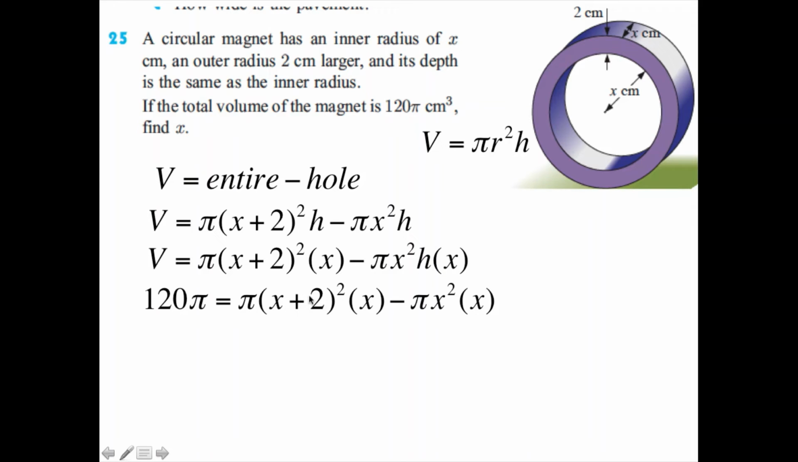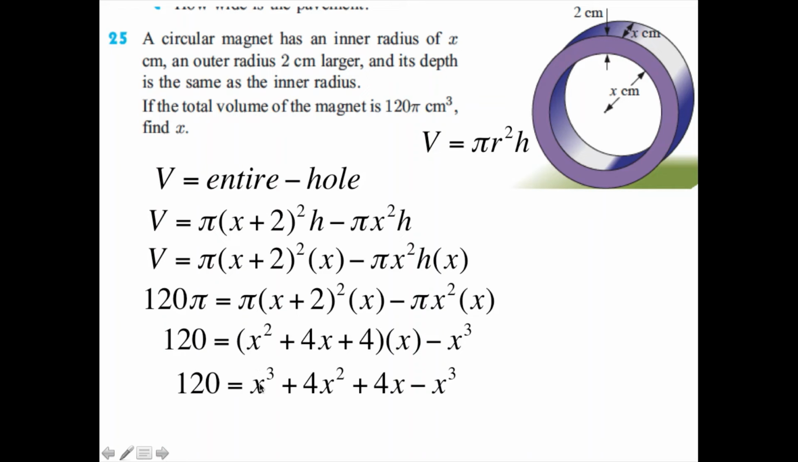Now this can be simplified more. Next we can cancel away the pi, because there's a pi here, pi here, pi here. So we can divide everything by pi. So now we have this, all right? And this also has been expanded into this, x squared plus 4x plus 4. Now I'm going to multiply this, and I get x cubed plus 4x squared plus 4x. That's the x squared times x is x cubed.